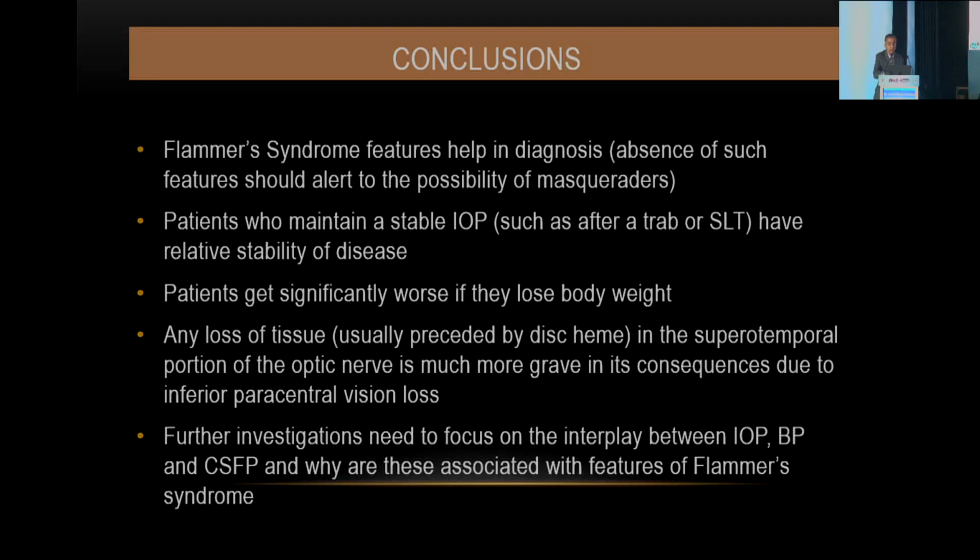Patients who can maintain a stable IOP after TRAB or SLT have stability of disease. Patients will get significantly worse if they lose body weight. Any loss of tissue preceded by a disc hemorrhage, especially in the superotemporal part of the disc, is more critical for vision because it means that the patient will develop an inferoparacentral loss of vision, which is critical for reading. And we still don't understand the interplay between all these factors.